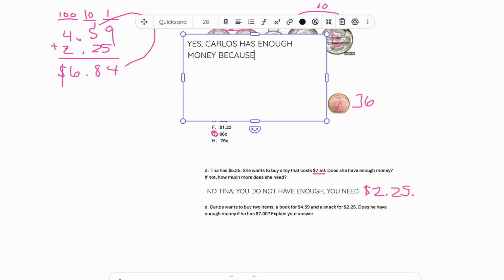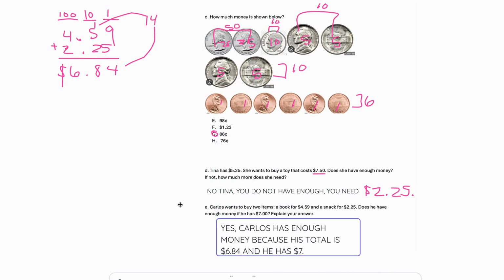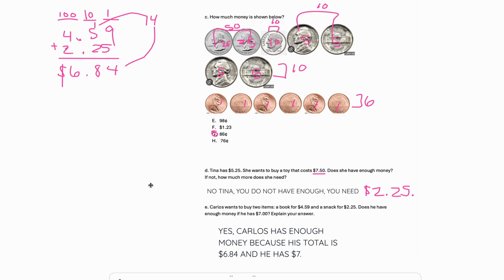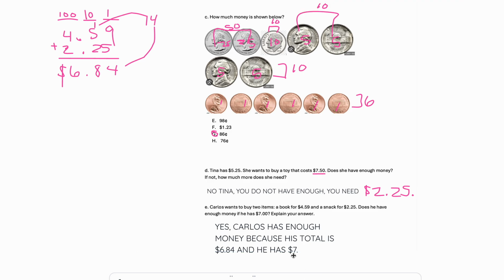Because his total is $6.84, and he has $7. That's kind of an answer that you could give me, sure, when it says to explain. When it says to explain, all I need you to do is tell me what you did, right? So by giving me an answer like this, you're telling me that you found his total. You added the numbers together and you found his total.